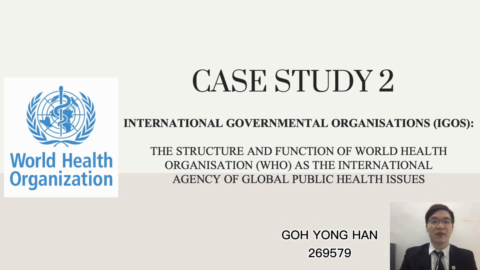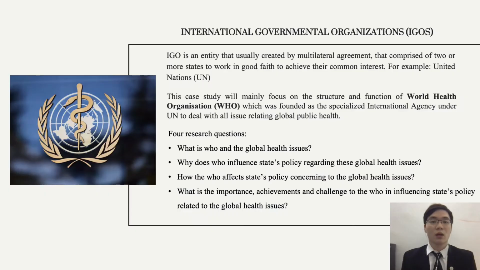My name is Go Yong Han with matric number 269579. I will be presenting the second case study, which is related to the International Governmental Organization, IGO. IGO is an entity that is usually created by multilateral agreement that comprises two or more states to work in good faith to achieve their common interests. For example, the United Nations is an IGO with almost universal membership.